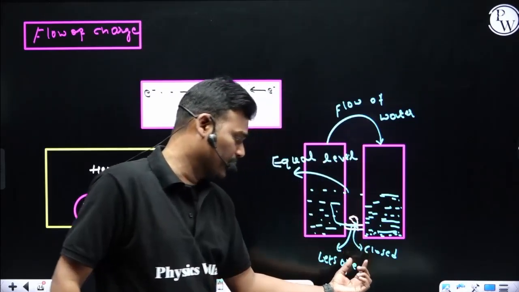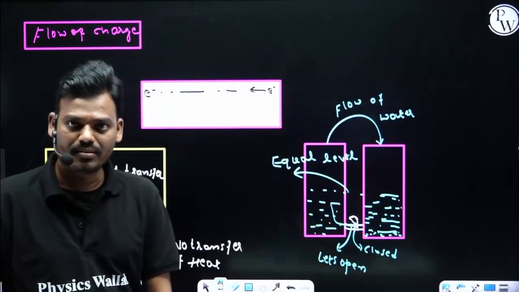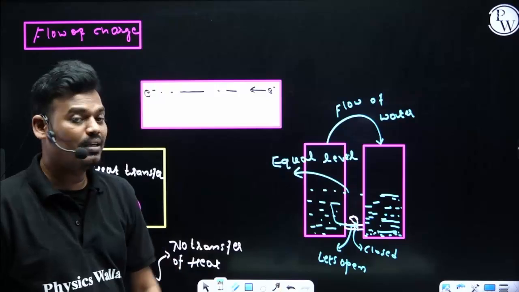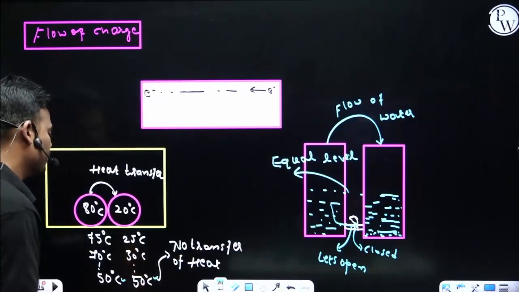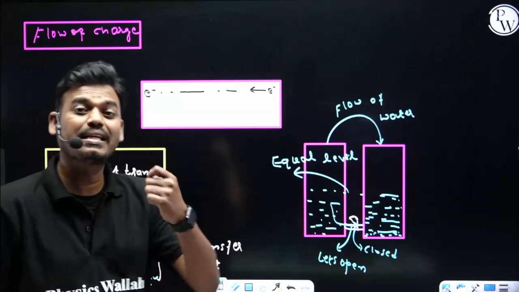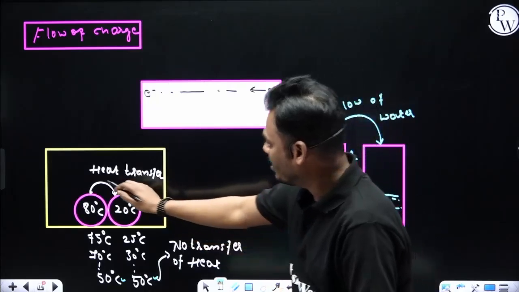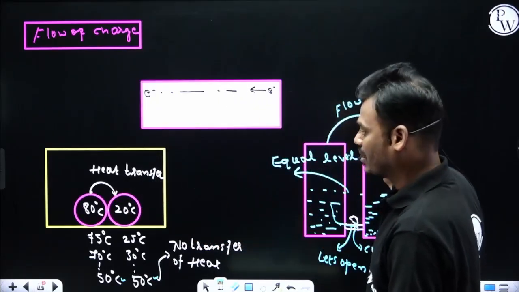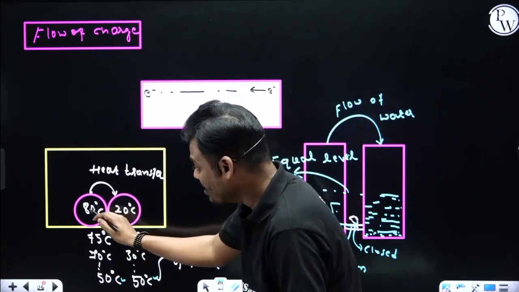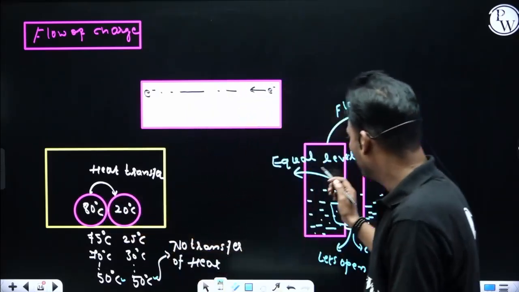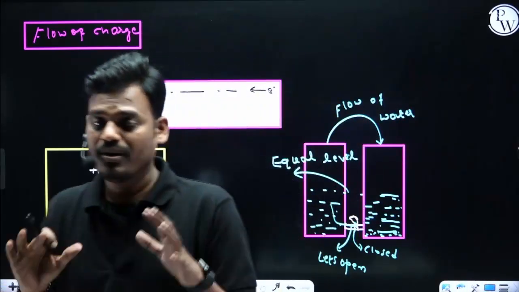Even if the tap is open, there is no flow of water. Initially there was a flow of water. What is the reason for that? Here till 50 degrees Celsius, there is a transfer of heat. Till 50 degrees Celsius and this equal level, here heat transfer is there, here water flow is there. What is the reason? Here high temperature to low temperature, here high level to low level, there is a transfer of heat and transfer of water.